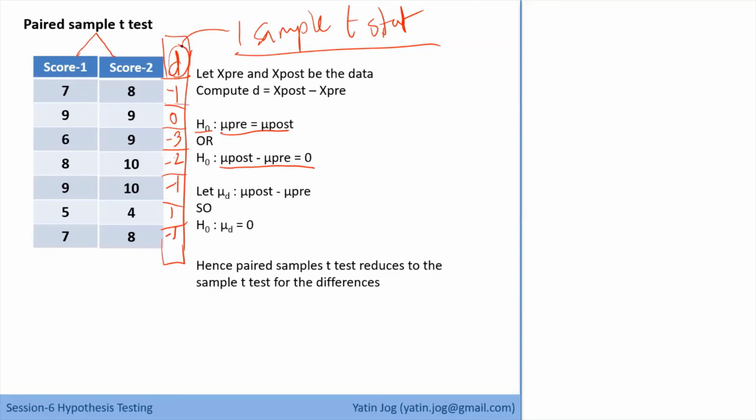Expected difference is 0. But I am having some differences: minus 1, 0, minus 3, minus 2, minus 1, 1 and 1, minus 1. My expected difference is 0, but I am having deviation from my expected mean. In this case it is minus 1, in this case it is minus 3 and so on. So I am just trying to calculate the standard deviation, nothing else. So my mu D is mu post minus mu pre. So my mu D becomes equal to 0, the difference is 0, that becomes my H naught, which I need to test.